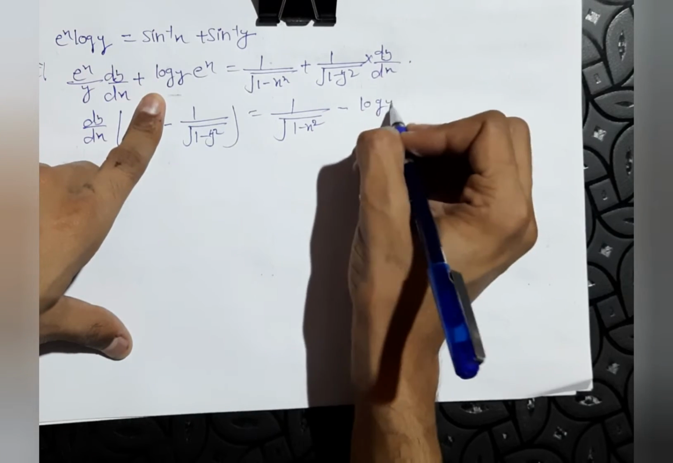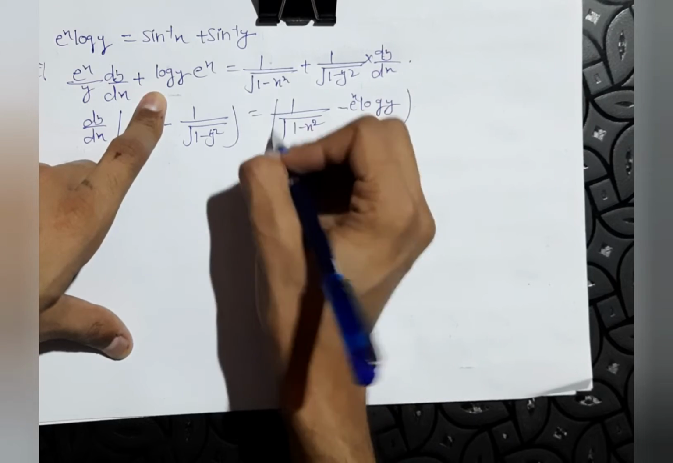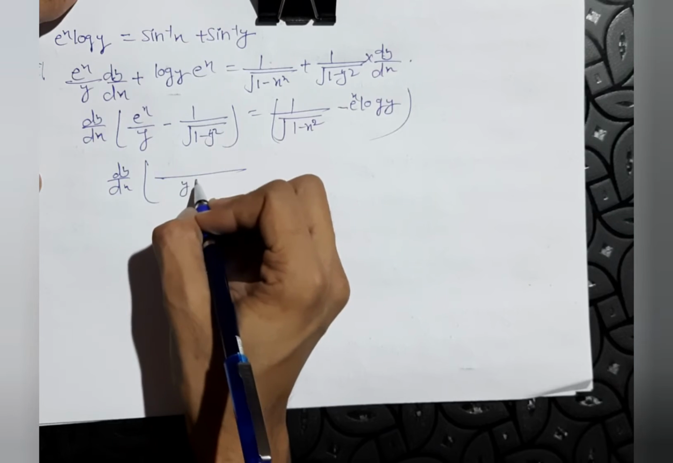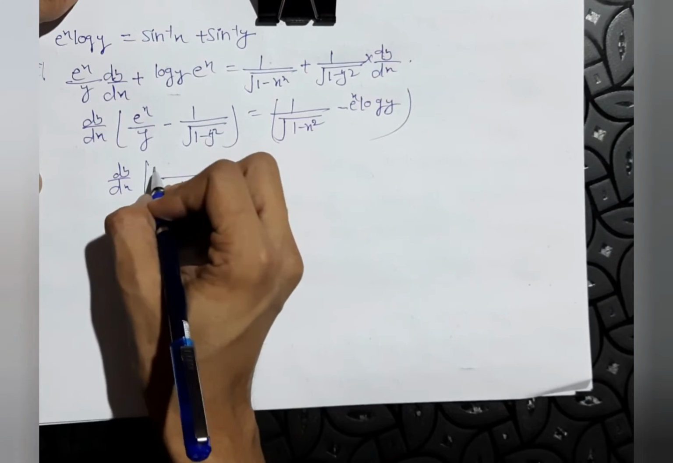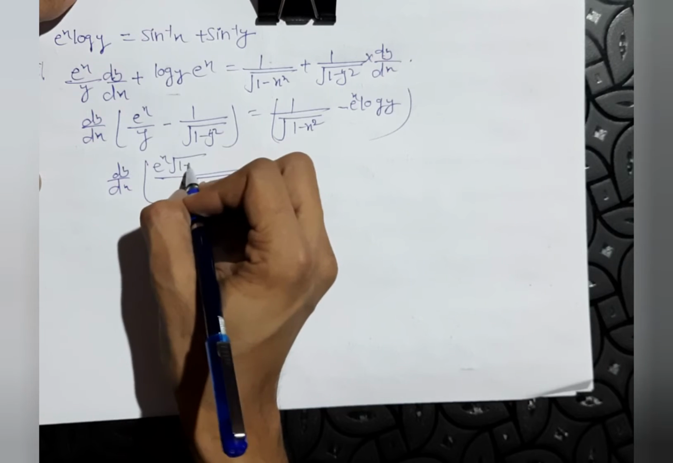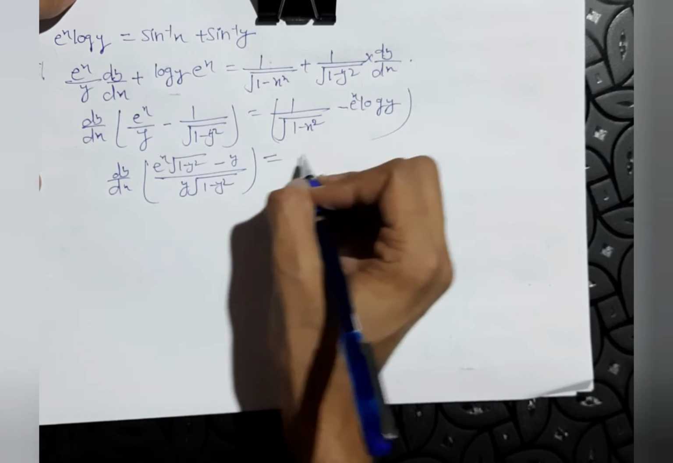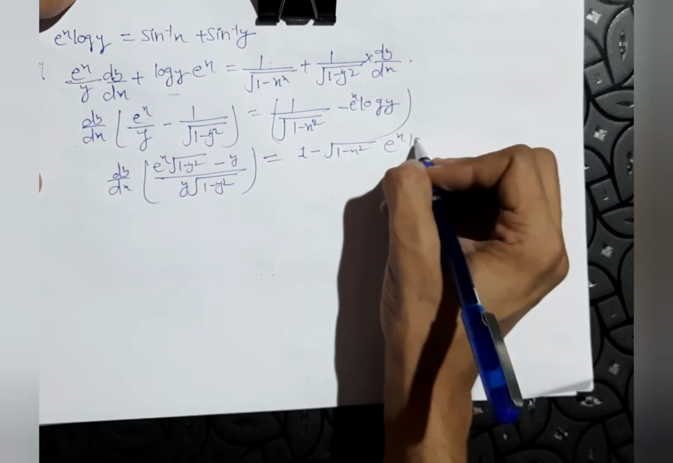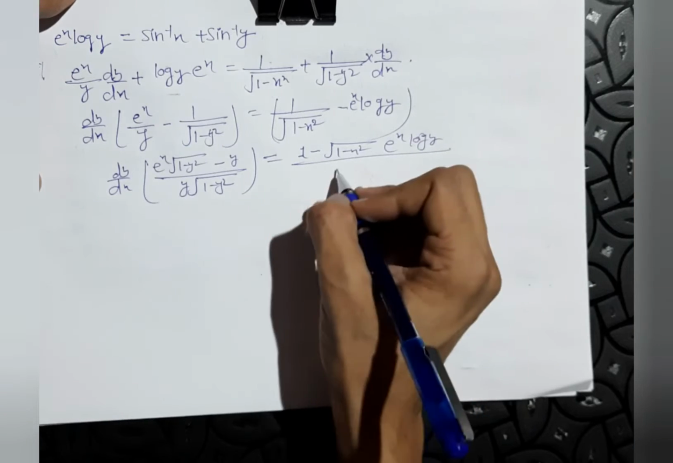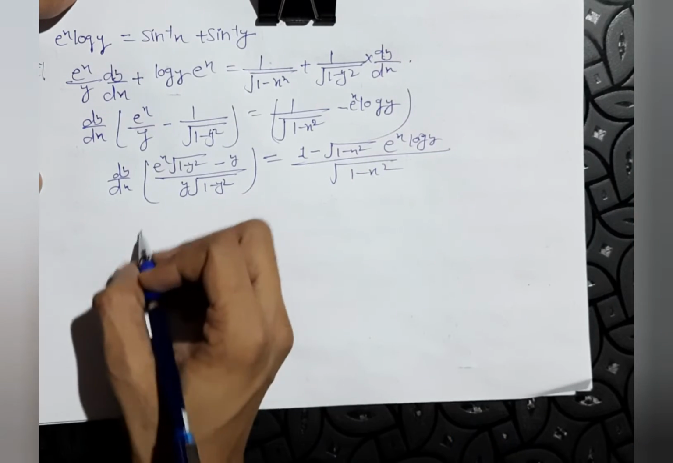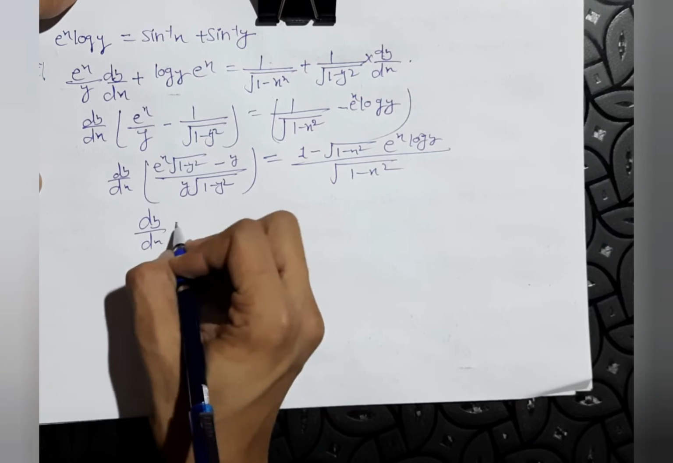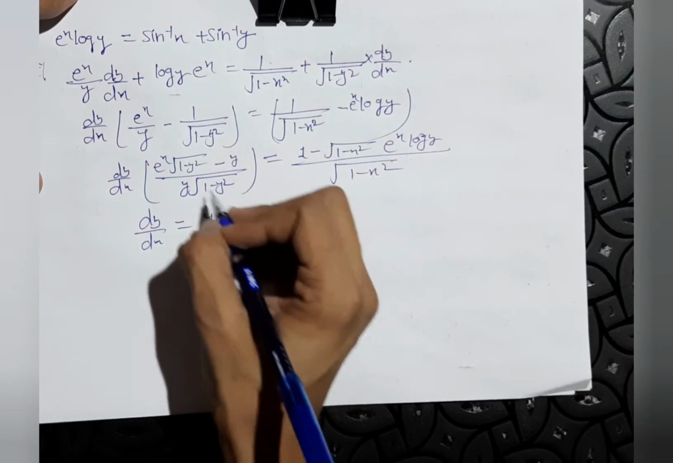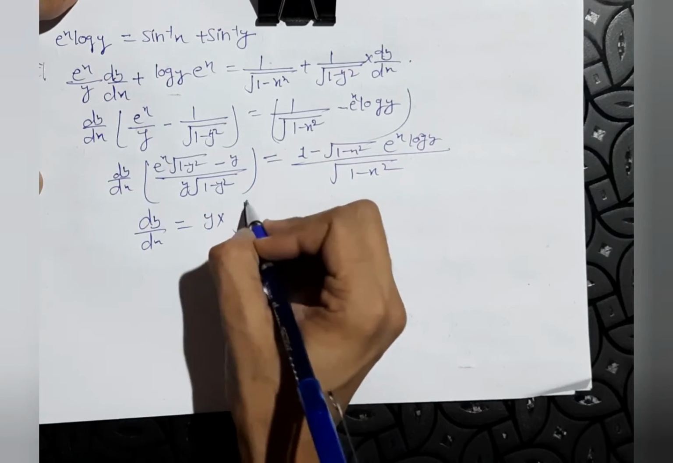This is log y times e raised to power x. Dy over dx times, I am taking LCM, so this is y times under root 1 minus y square and e raised to power x into under root 1 minus y square minus y. Also 1 minus under root 1 minus x square times e raised to power x log y, divided by under root 1 minus x square. So the dy over dx of this question is the product of this factor, so y times under root 1 minus y square divided by under root 1 minus x square.